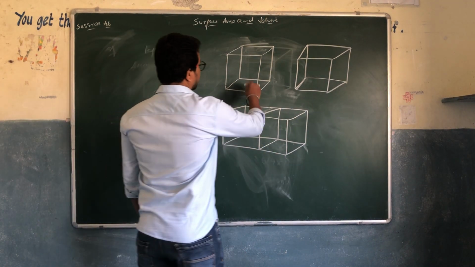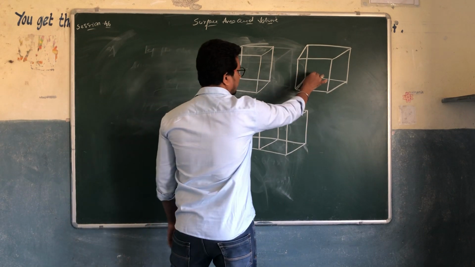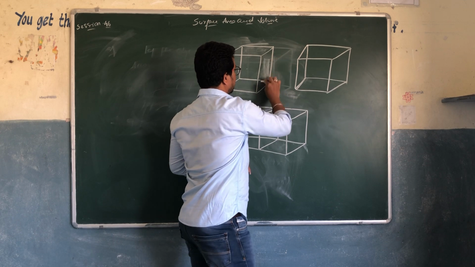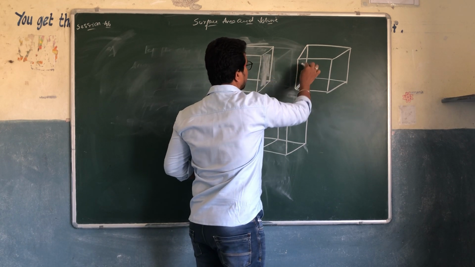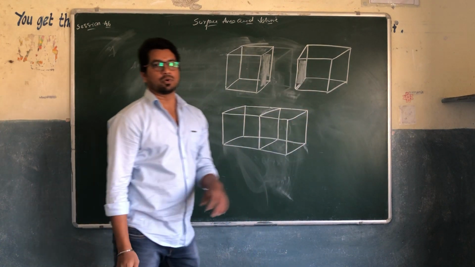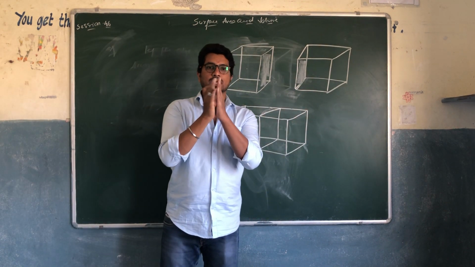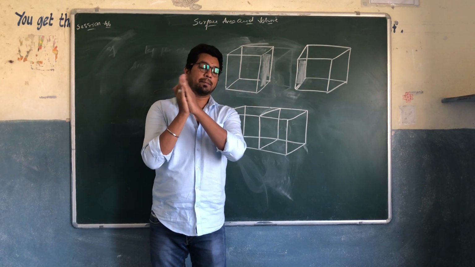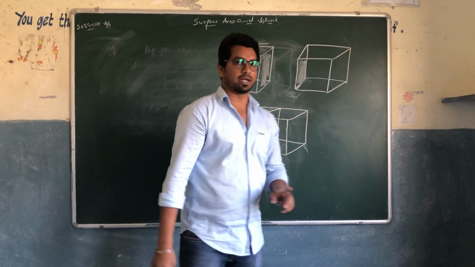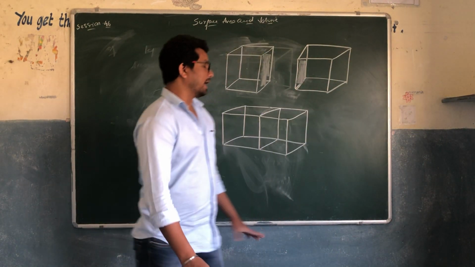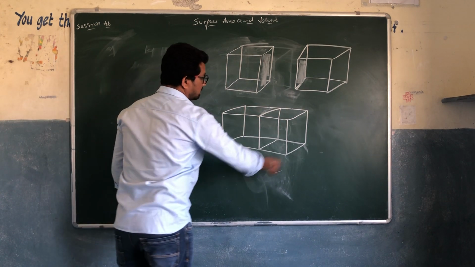See, this has 6 faces, this has 6 faces. When two cubes are joined, this face and this face will be invisible to us. When we join the two, one face of each cube is closed, so how many faces will there be? 10 faces, right? We will be having 10 faces, so remember that.